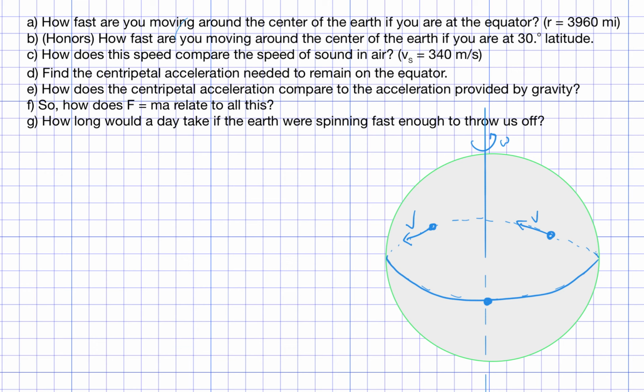Anyway, let's begin with how fast are you moving around the center of the Earth if you're at the equator? So we're taking our reference frame to be the Earth itself, and I'll draw a giant globe to represent that. I'll draw this line to represent the equator and a dot to represent us. We'll imagine we're standing at the equator and moving around the Earth to the right.